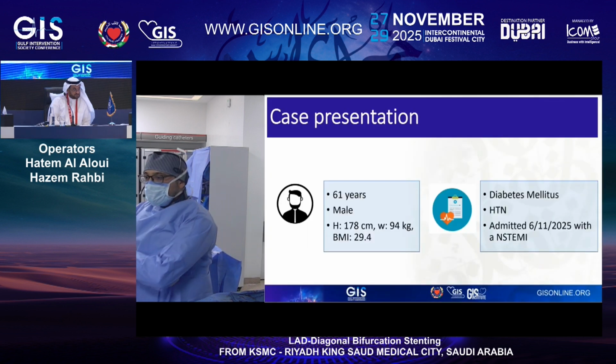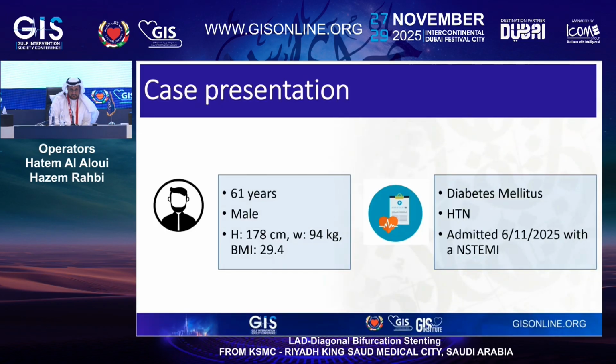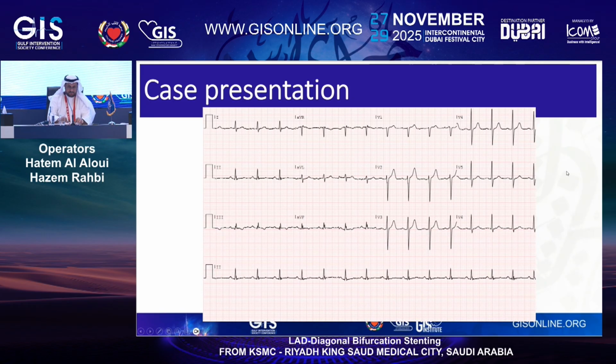So this is a 61 years old male who is diabetic, hypertensive, and was admitted at the beginning of this month. He was referred to us from a cluster hospital for a non-STEMI. When we dig a little more into the history, it was a transient ST elevation in the inferior leads. This is the ECG when he was admitted in our recovery with some, as you can appreciate, ST-T changes in the inferior leads, no Q waves.